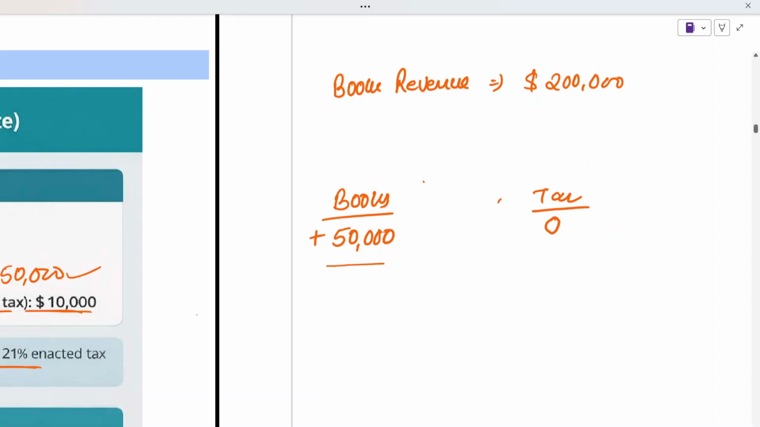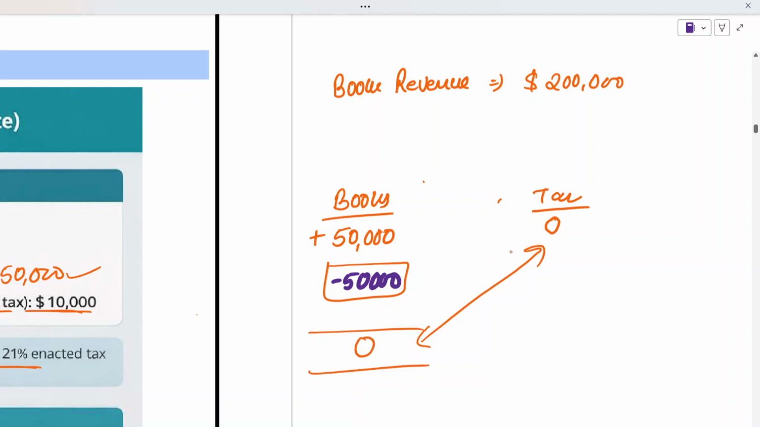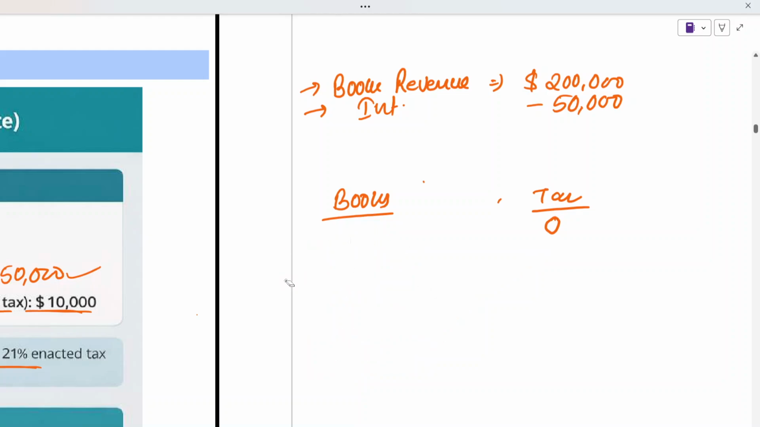So you need to write something here on the basis of which these two numbers will match. So you will say, if I write here minus 50,000, then what will happen? This number will become 0 and both of them will match. So there is an adjustment of 50,000 here. So you will reduce that 50,000 from your book revenue. So I write it as interest adjustment of 50,000. Then next item, let me just remove this from here.